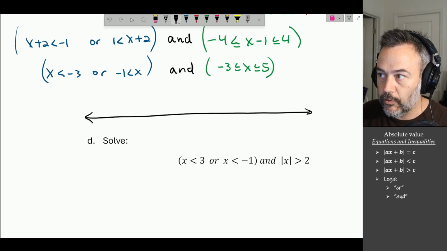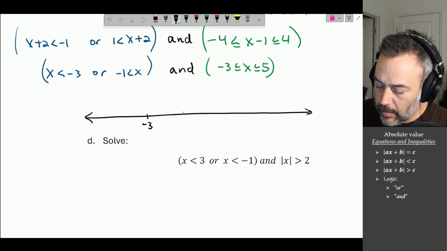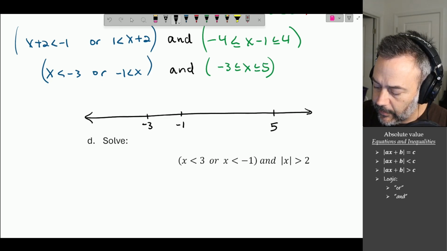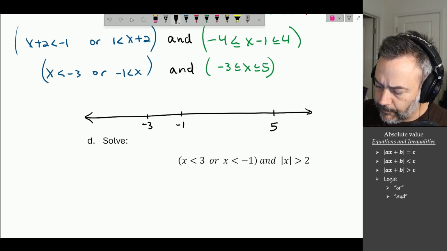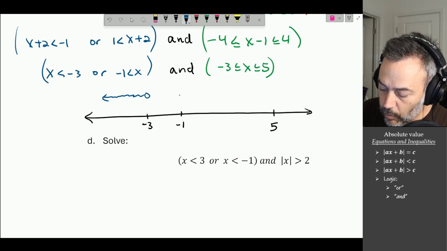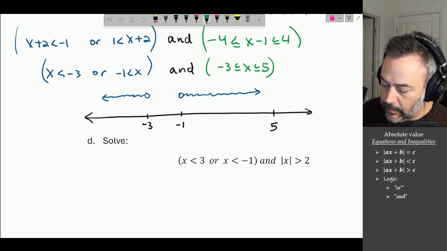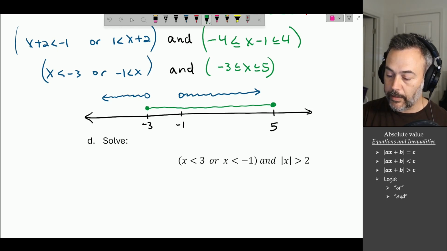Now here's where you can use just a little bit of visual inspection. So we've got negative 3, that's an important number, negative 1. I'm just going to put 5 kind of out here. I know it's not perfectly spaced, but that's okay. It's close enough, just to get the idea. In blue, this graph is everything less than negative 3, and I'm going to draw it kind of floating above the number line, or everything greater than negative 1. The green set is everything from negative 3 up to 5 inclusive. So I'm coloring those in.